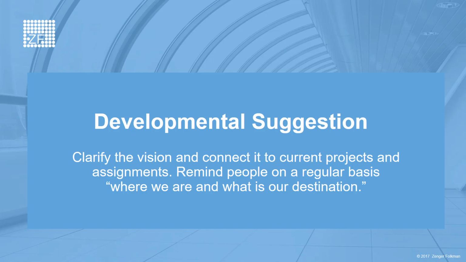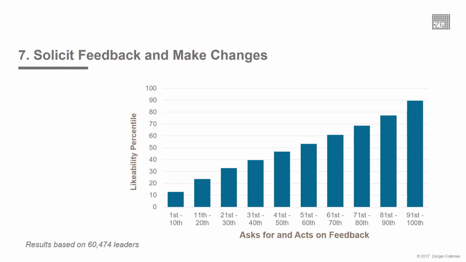All right, the last one, number 7, solicit feedback and changes from others. What you're seeing here on this graph is the extent to which a person asks for and acts on feedback, and then their likability. And what you see is that if you don't ask for feedback, you're not very likable, but if you ask for feedback, you're a lot more likable.